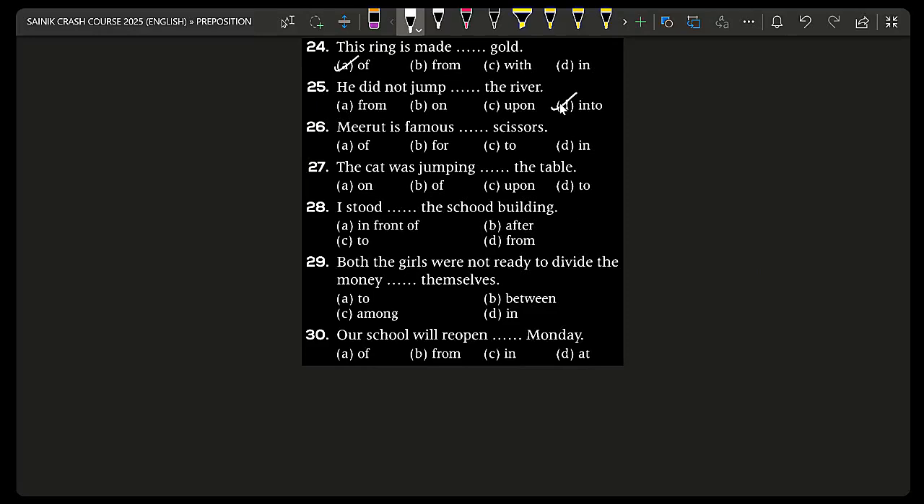Scissors. You know scissors? We use scissors to cut paper and so on. Yes, Meerut is famous dash scissors. In scissors? No. Of scissors? See, you know the Charminar place in Hyderabad, it's famous for pearls.